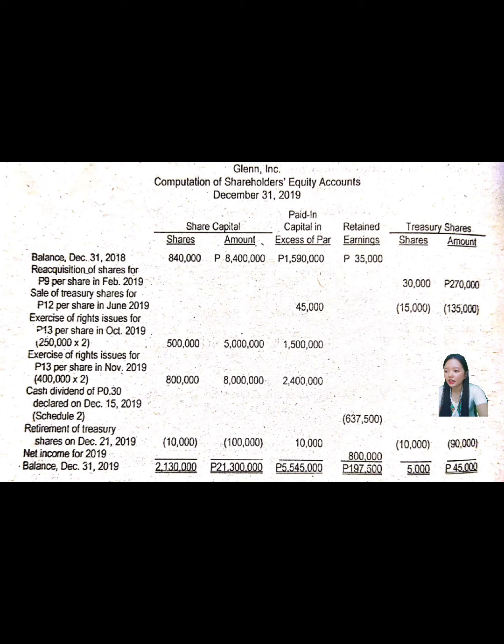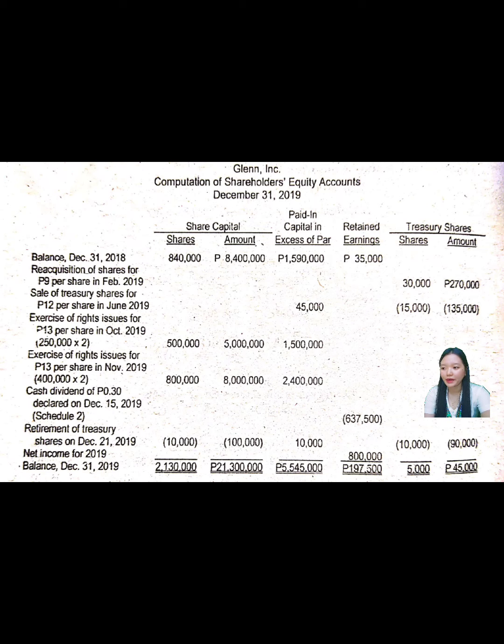And next is a sale of treasury shares for 12 pesos per share in June 2019. Our paid-in capital in excess of par is 45,000 pesos. And our treasury shares, which is a deduction of 15,000 shares, and a treasury share amount of 135,000 pesos.